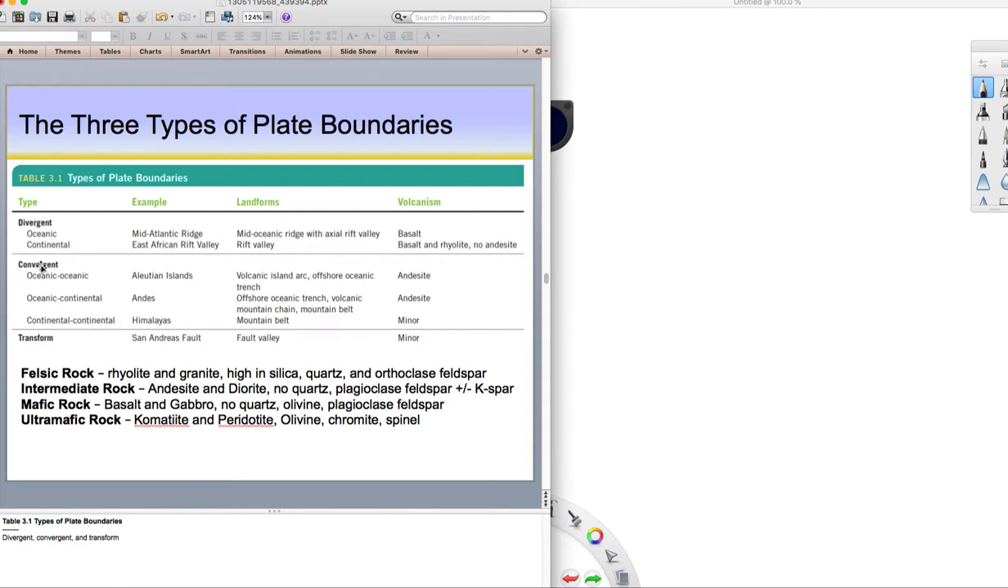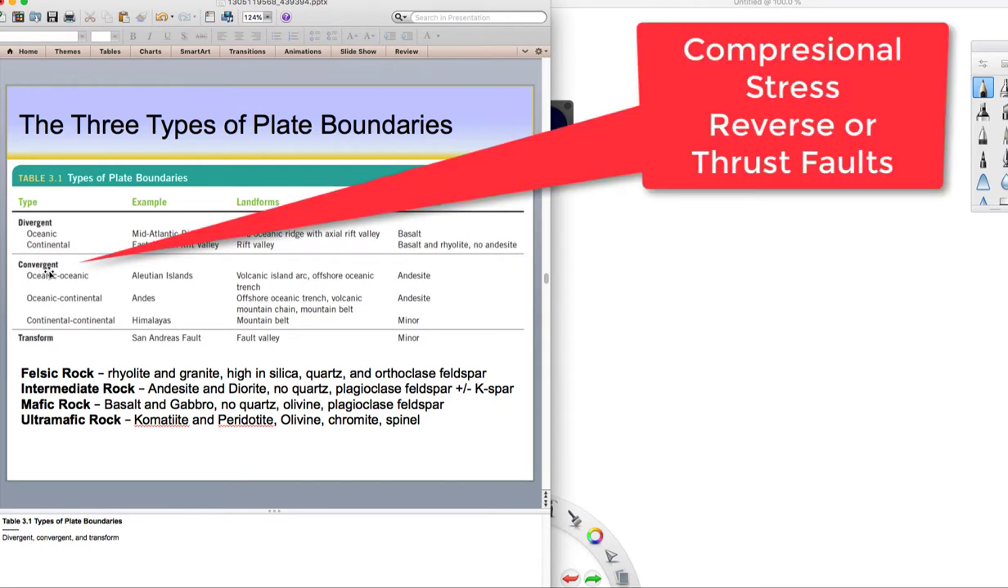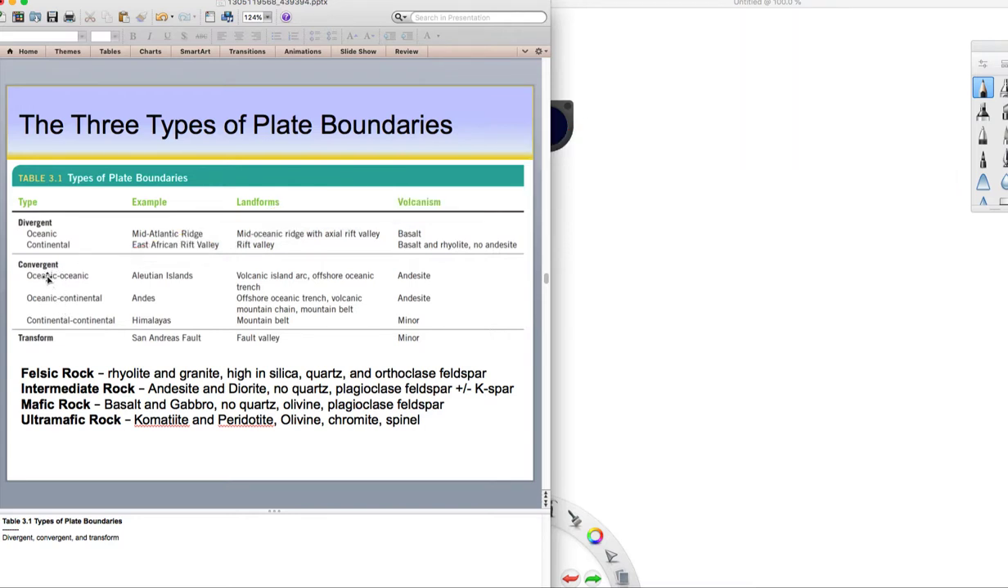At convergent margins, we see compressional stress. So the force over the area there is compressional stress. And note that there are three subcategories here, where two oceanic tectonic plates are involved. A good example are the Aleutian Islands or Japan, where ocean lithosphere is subducting under another ocean lithosphere. We get volcanic arcs like the Aleutian Island chain or Japan. And usually we get a rock called andesite, which is intermediate in composition, which is somewhere between felsic and mafic.